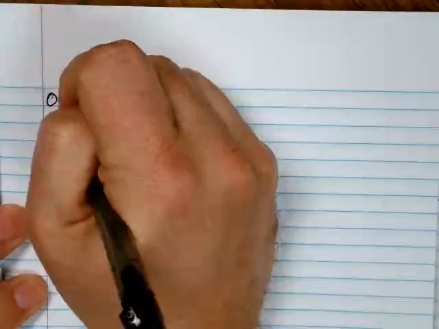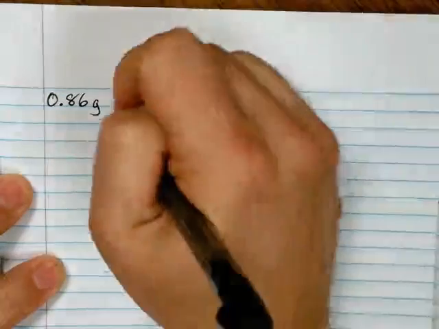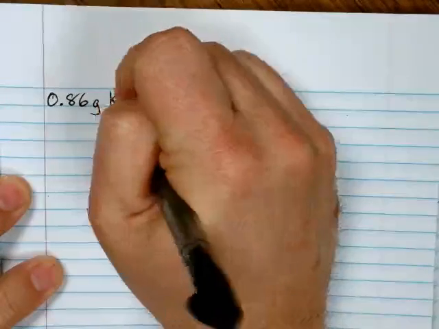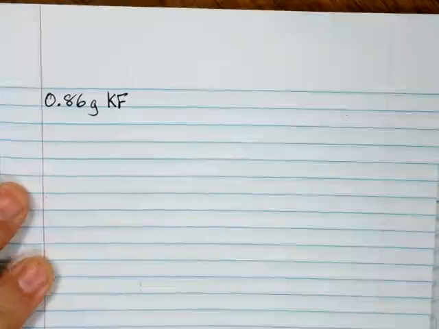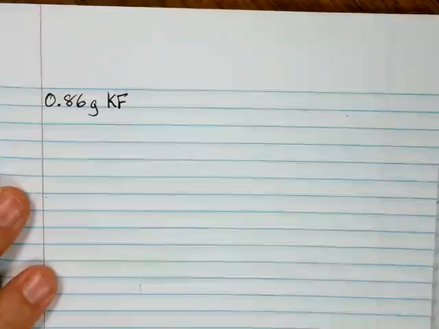Okay, what are we starting with on this problem? 86 grams of potassium fluoride. What's the formula for potassium fluoride? KF. And what are we trying to find? Ions. We're trying to find ions.